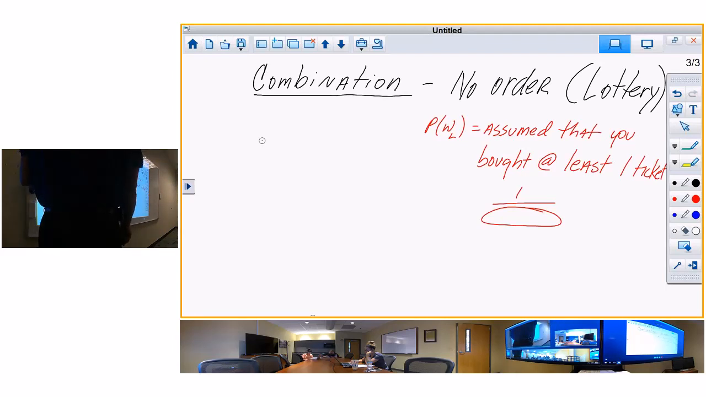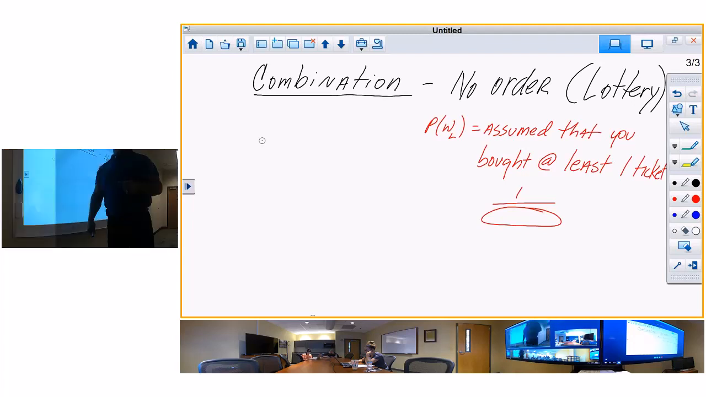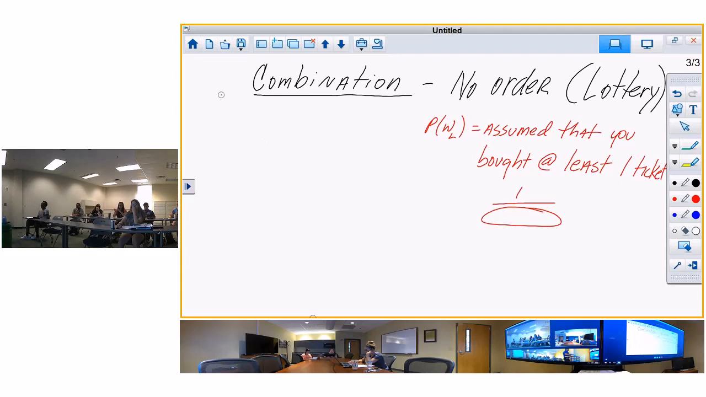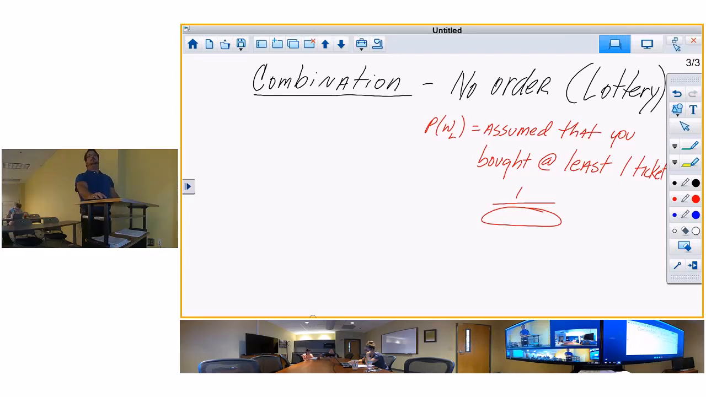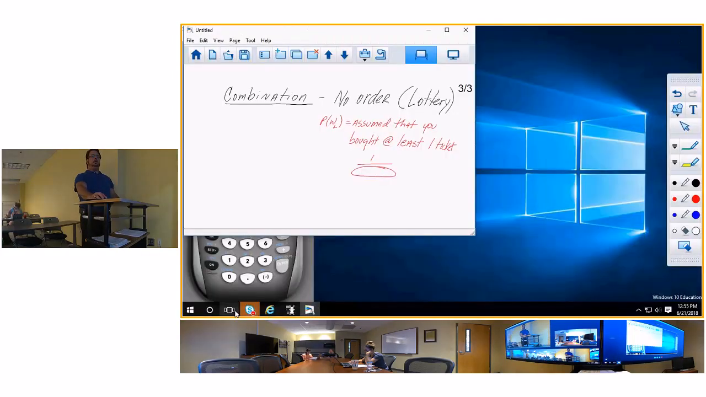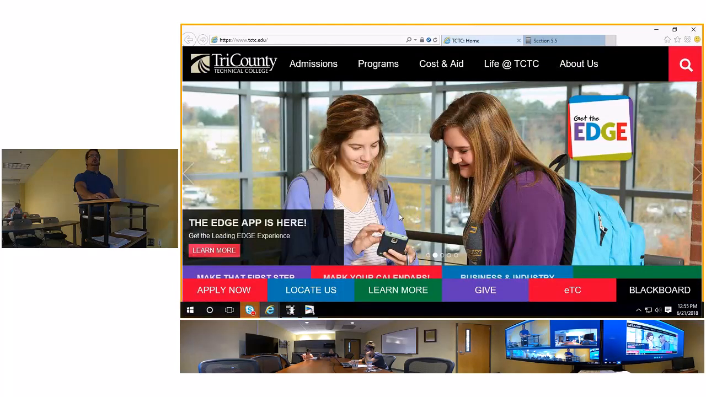Let me just give you an example. Let's look at the South Carolina lottery. Let's pull up the South Carolina lottery and look at it. Hopefully this school will be able to pull up the web page for it. No, we may not be able to get to the internet. Our modem may not be working. Let's see.